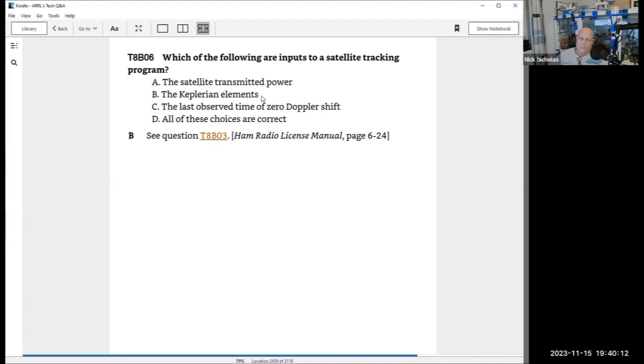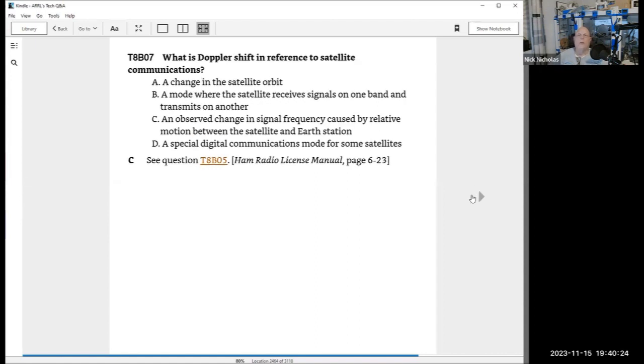Keplerian elements. Of course, the time of day is important, and so is your location on the Earth. And from that, it can calculate everything else for you. What are Doppler shifts in reference to satellite communications? I've already covered this, but it would be C. An observed change in signal frequency caused by the relative motion between the satellite and the Earth station.